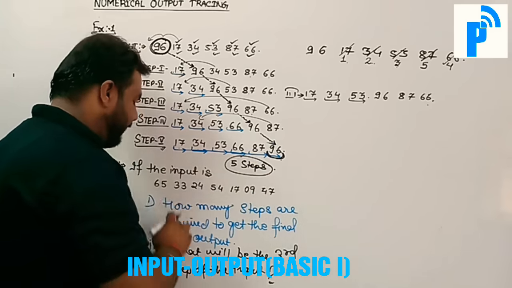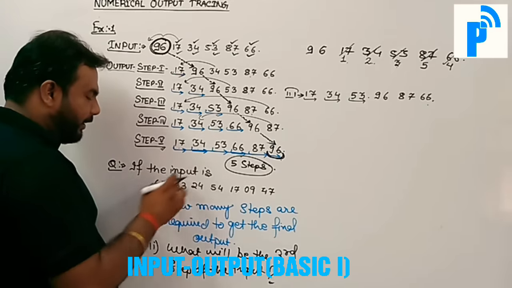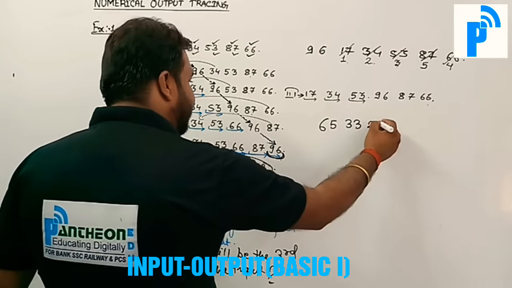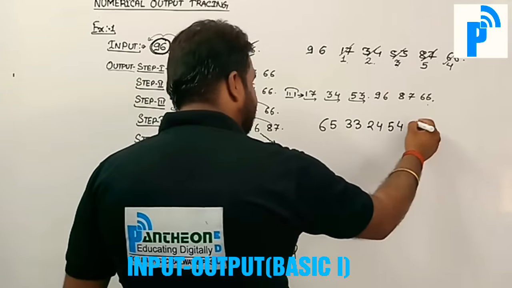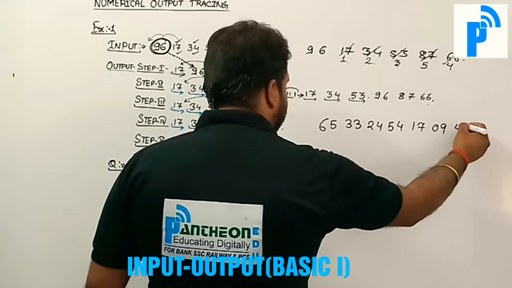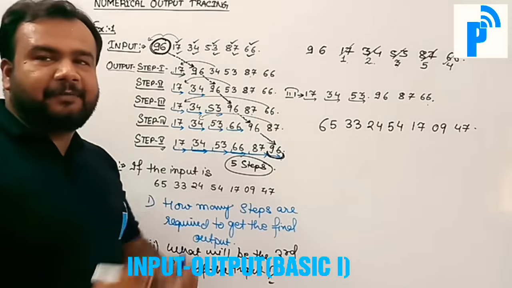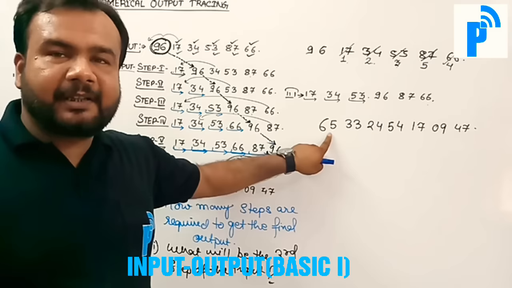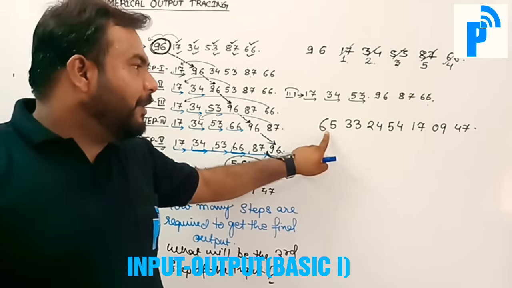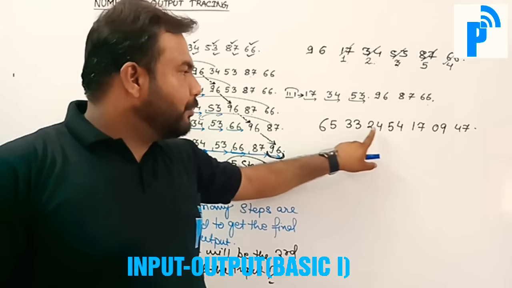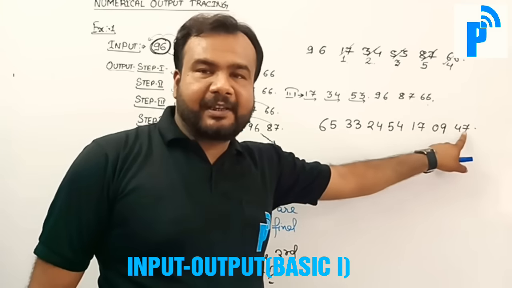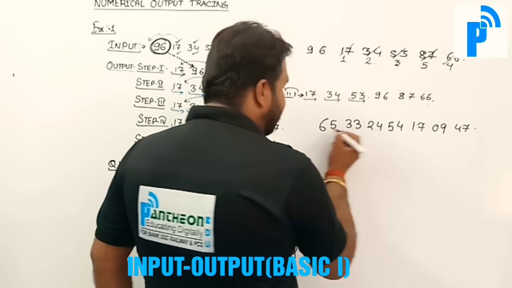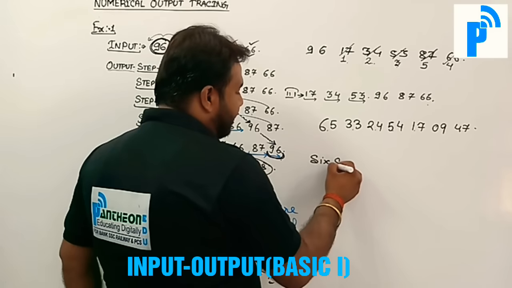In the same pattern, if you look at the given question, that if the input is 65, 33, 24, 54, 17, 09, 47. So in an instance when we talk about how many steps are required, then what we can see is the senior most number over here is 65. Yes or no? Now, how many numbers are smaller than 65? 1, 2, 3, 4, 5, 6. Yes or no? Now, there are 6 smaller numbers than 65. Then how many steps are required? 6 steps.